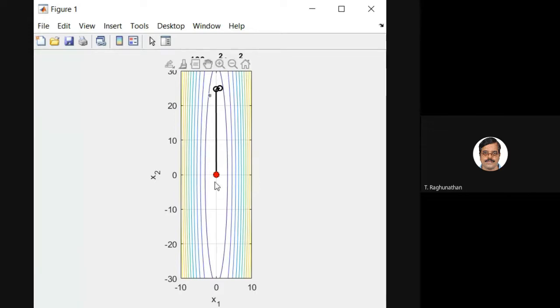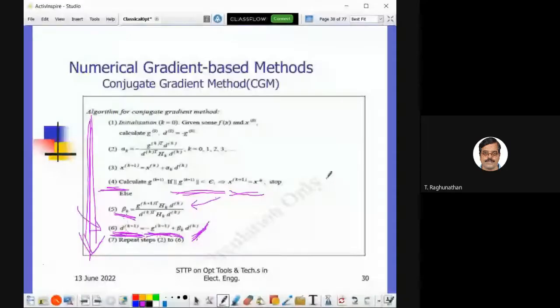For a quadratic function, I reached x star by Newton's method in one iteration. By the conjugate method, I needed 2 iterations. But what I avoided was taking H inverse. I can even avoid H. Let me stop sharing this and go back. You note that I avoided taking H inverse, but I still needed H, right? So again, people did research on that and found ways of avoiding even having to use H.